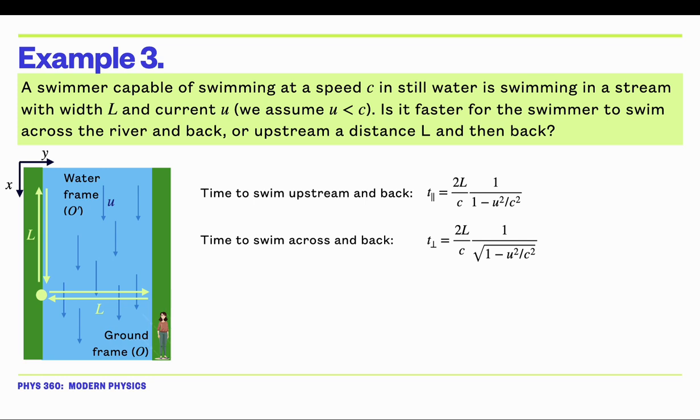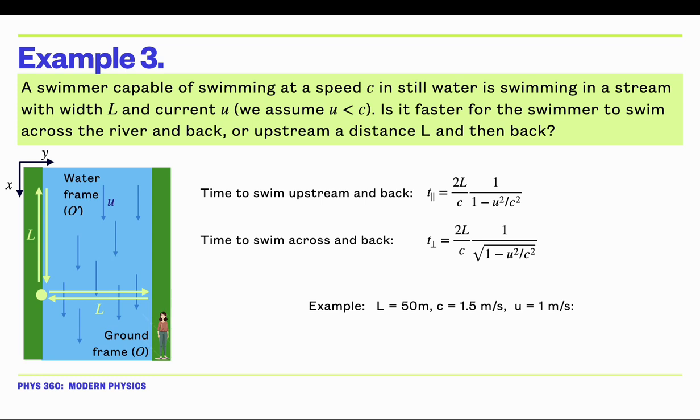The time to swim upstream and then back down again, we'll call this t parallel, because you're swimming parallel to the motion of the river. It's going to be 2L over c times this factor. Time to swim across and back, 2L over c times this. There's a square root term in the denominator. Other than that, everything is the same. So which is bigger? Well, you can look at this and, since u is always less than c, this thing in the bottom is always going to be less than 1, so you can figure it out. The other thing you could do is plug in some numbers and see which one is bigger.